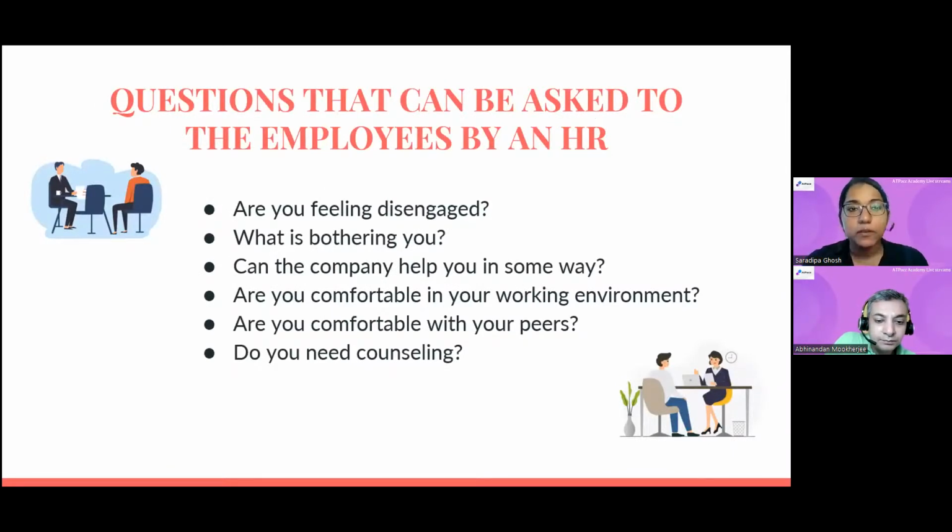So, questions that can be asked to the employees by an HR. If an employee is performing low, these are the questions as an HR you can ask, like, are you feeling disengaged? And as an HR, we need to look at employee engagement. So this can be a question. What's bothering you? Can the company help you in any way? Or are you comfortable in your working environment? Are you comfortable with your peers? Or, counseling is a major part now, so you can ask them if they need any counseling.